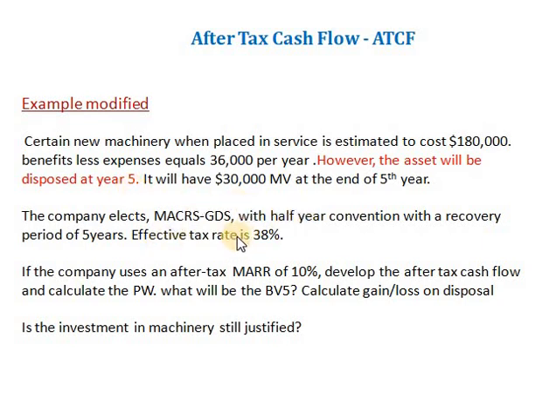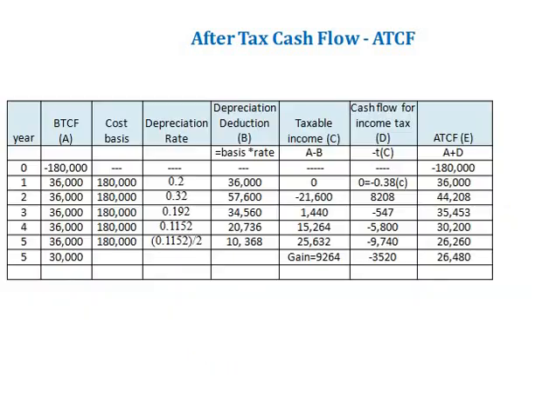Okay, here nothing has changed except for that when I have disposal before the end of the useful life of the asset, I will have to get the book value at the same year, and I need to calculate the gain or loss on disposal and still see is it still a good investment or not. So I want to modify the table. It will look like this.